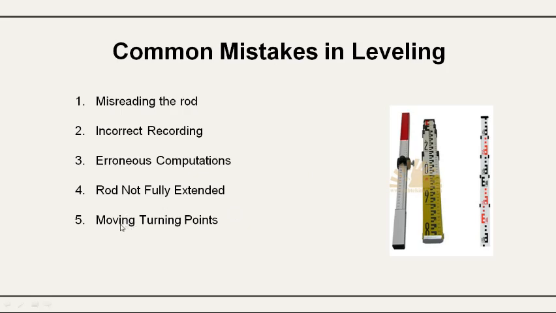And lastly is moving turning points. A turning point that is accidentally moved from its position by a rod man will lead to a serious mistake in the leveling survey method. To prevent this type of mistake, we should use stable and clearly defined turning points. Also, we can mark the position of the rod with a pen, crayon, or chalk.